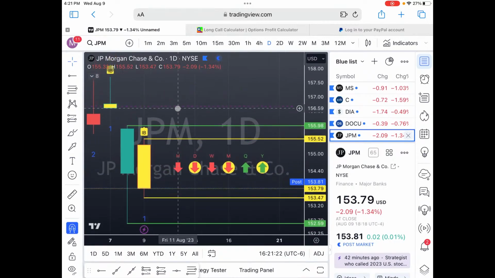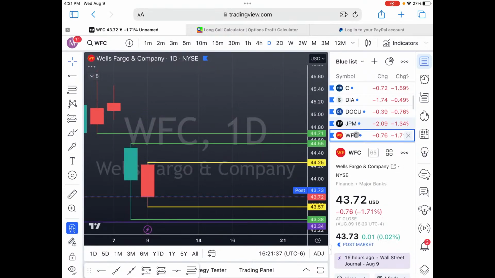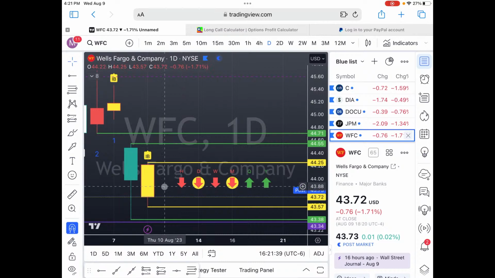JP Morgan inside bar. So we can look for a break to the high side or the low side on these. The targets, like we talked about, marked at the high of the previous candle or the low of the previous candle. So we can look for calls at 155.52, puts at 153.47. Wells Fargo with the inside bar, same thing. Looking for calls at 44.25, puts 43.57. This 3-month break here, that's for us to go 2 down on the 3-month chart. Okay, so pay attention to that.